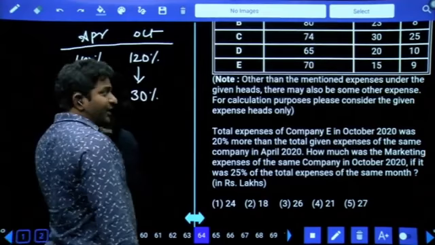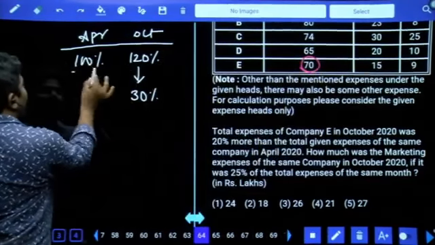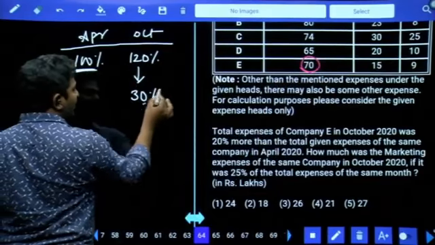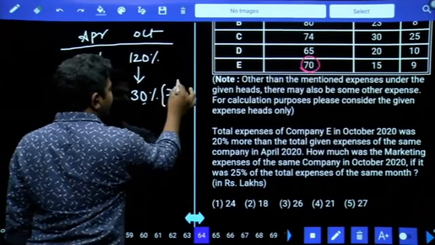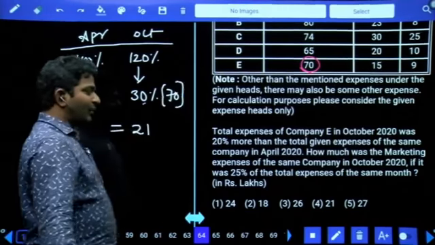So now this is for company E. Total 70 we have. 100% is 70. Now we have to calculate 30% of 70. 10% 7 into 3, that is equal to 21. 21, fourth option.